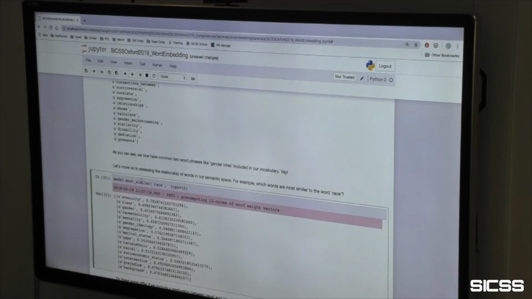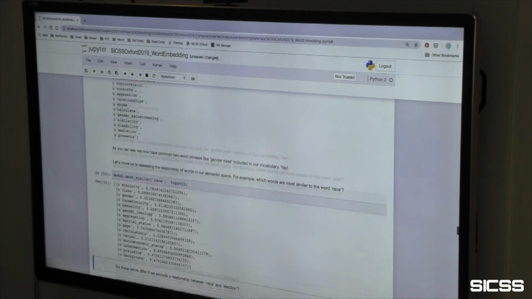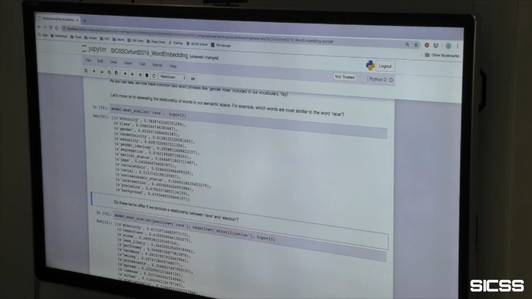Then this is what I was talking about with the kind of algebra that you can do on the vector space. So in this, we're taking the model, the vectors, and then we say, I want to know which vectors are most similar to the vector for race. Give me the top 15. That's what that's doing. And in this context, we have ethnicity, class, gender, race and ethnicity, sexuality, gender ideology, et cetera, and you're getting the cosine similarity of the two vectors there.